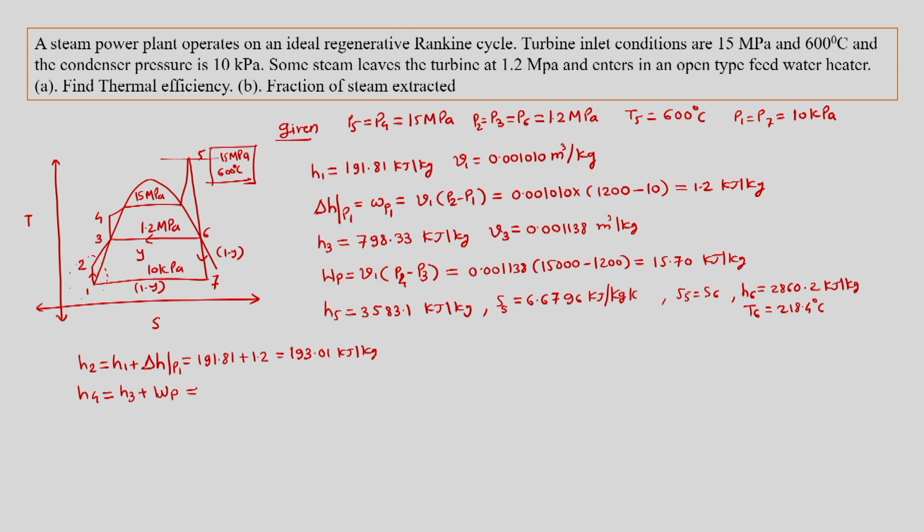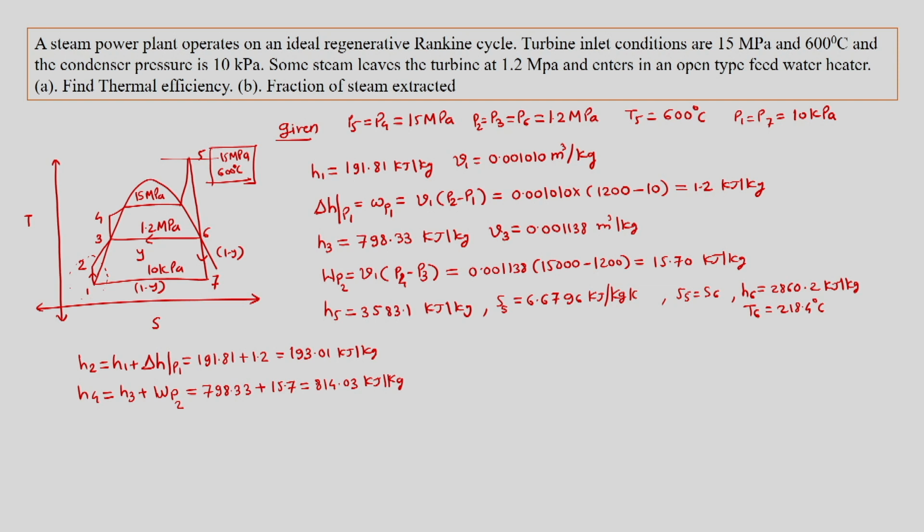Similarly, we will find H4, which is H3 plus Wp, or we can also say delta HP2, but this is the actual pump work. So this is Wp2. H3 is 798.33 plus pump work 15.7, so it gives us 814.03 kilojoule per kg.